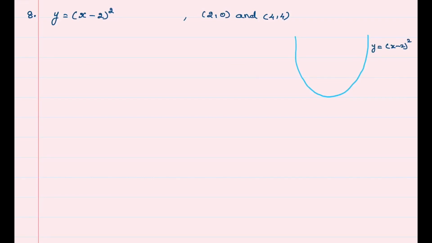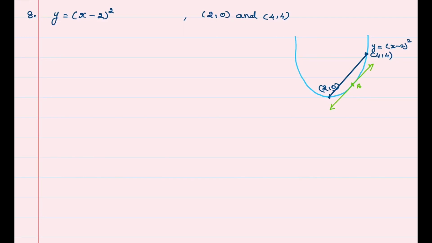Question 8. Find a point on the curve y equals x minus 2 the whole square at which the tangent is parallel to the chord joining the points 2, 0 and 4, 4. Let this be the curve y equals x minus 2 the whole square. 2, 0. Let us take 4, 4 here. This is the chord joining these 2 points. Now a tangent is drawn parallel to this chord and we have to find this point of contact.